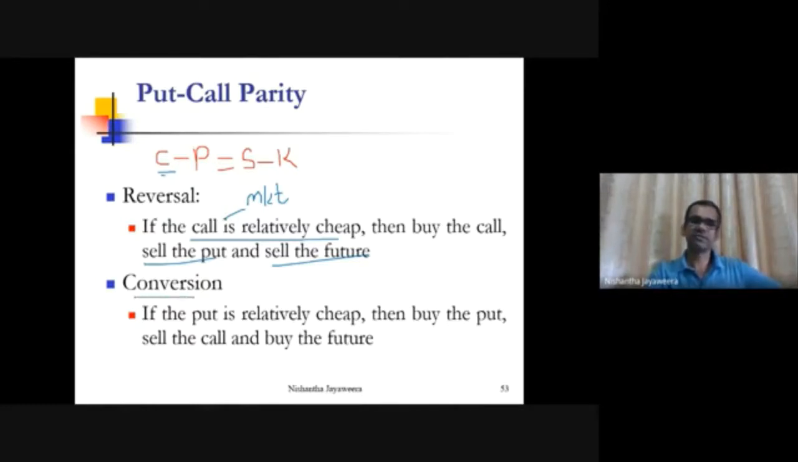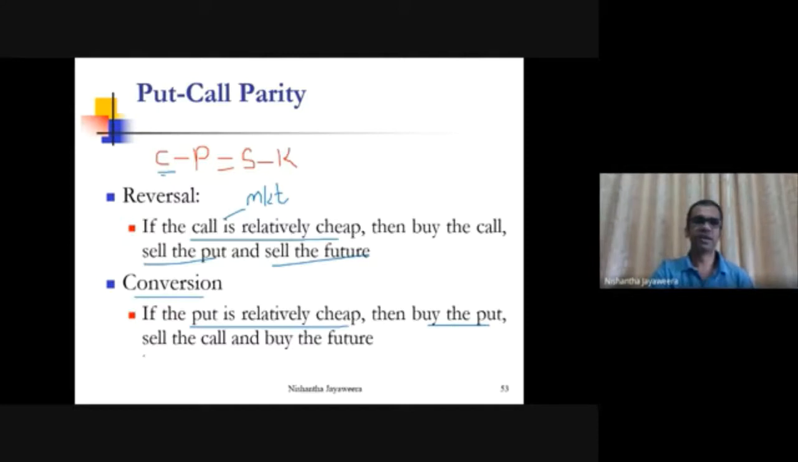But in the conversion, what do you do? The put is relatively cheap. So then what do you do? You buy the put now, sell the call option, and buy the underlying.